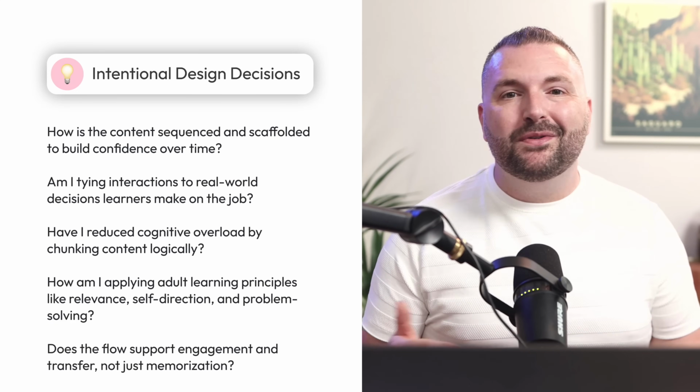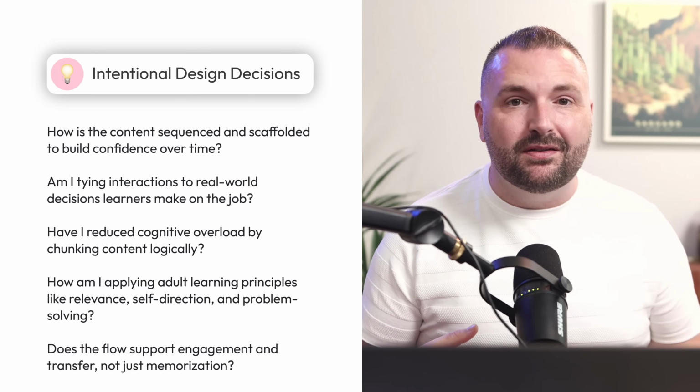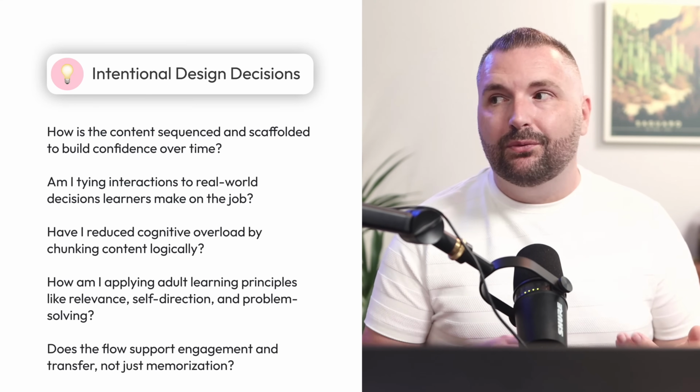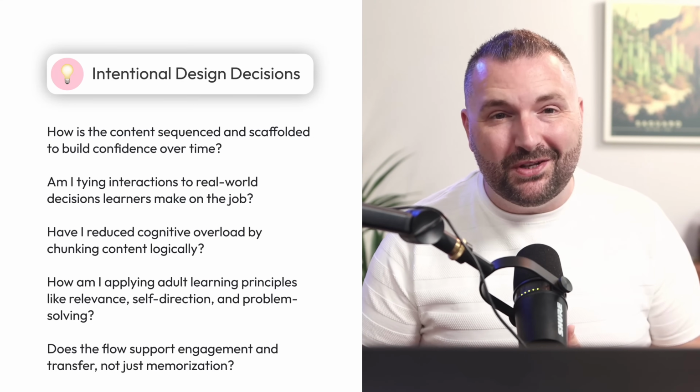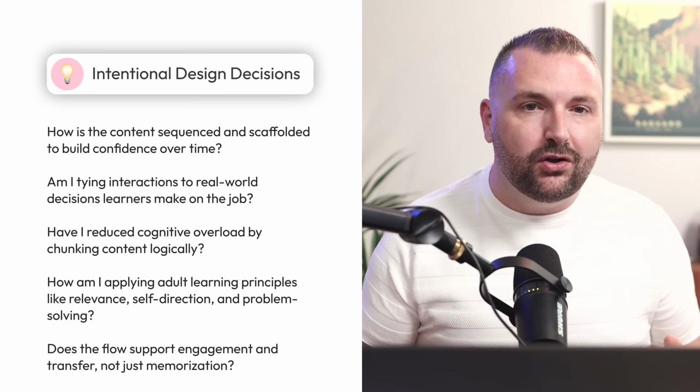So, how's the content sequenced and scaffolded? Are your interactions tied to real decisions learners need to make on the job? How are you applying adult learning principles like relevance and self-direction and problem solving? And how are you reducing cognitive overload by chunking content logically?